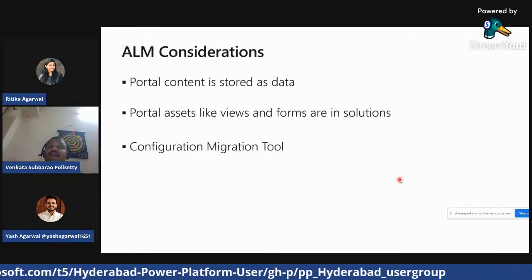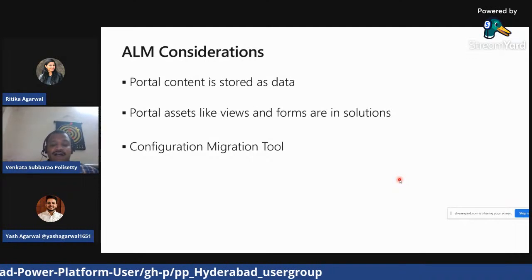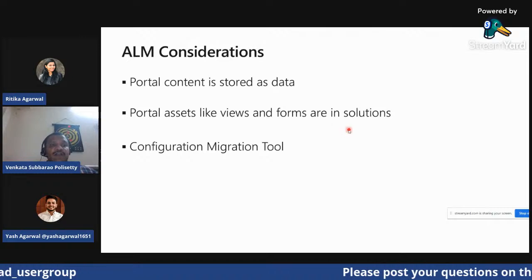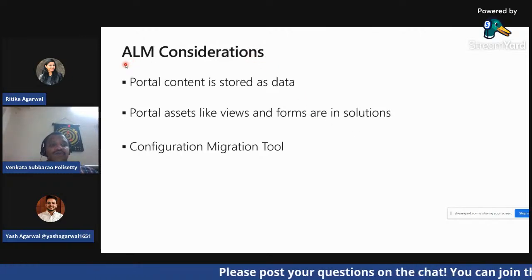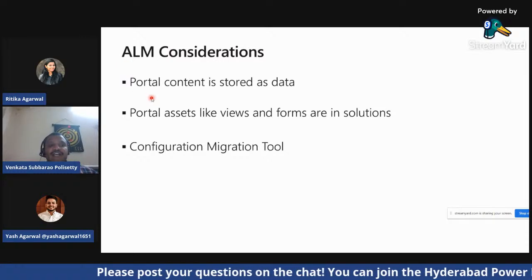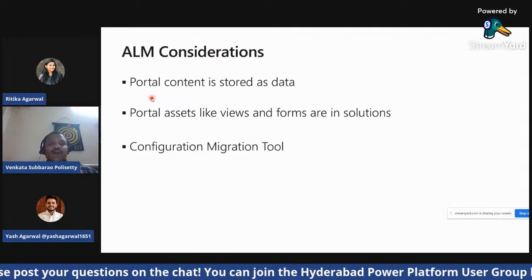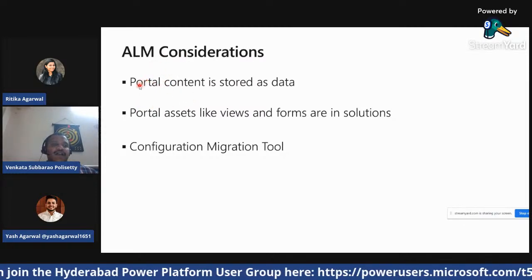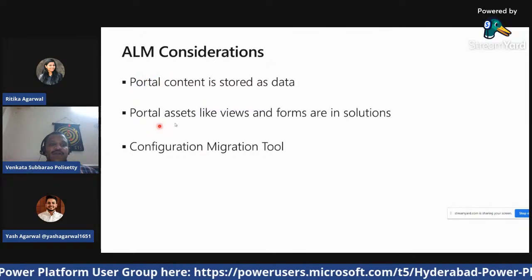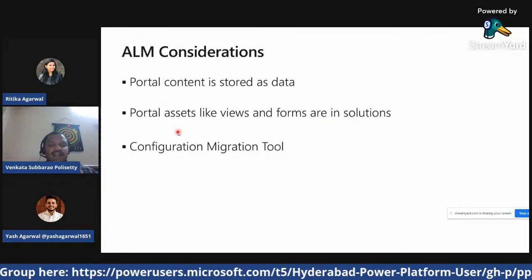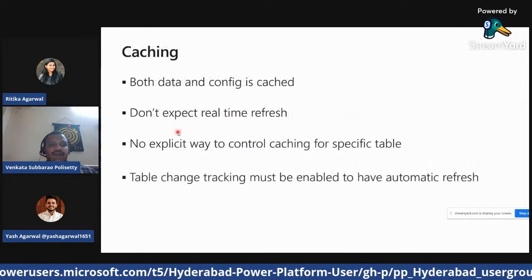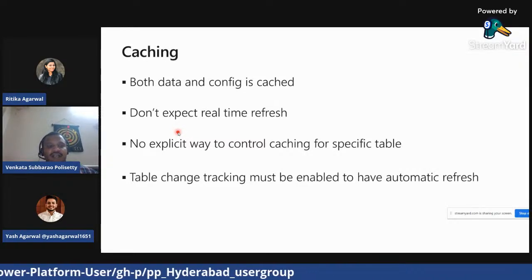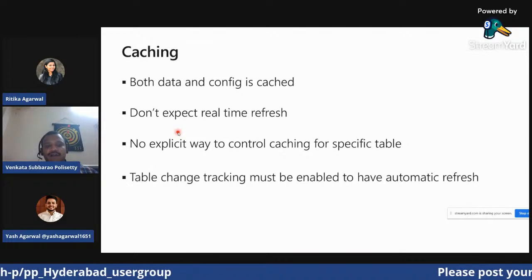And as well, an important thing: the architect will be working with the deployment team as well. It is tricky to migrate the changes of Power Apps portals between environments. So we have to see considerations like ALM, application lifecycle management, like portal content, how it is stored as data, and portal assets like views and forms are in solutions, and the configuration migration tool. And the caching: data and config is cached, so don't expect real-time refresh, and there is no explicit way to control caching for a specific table.